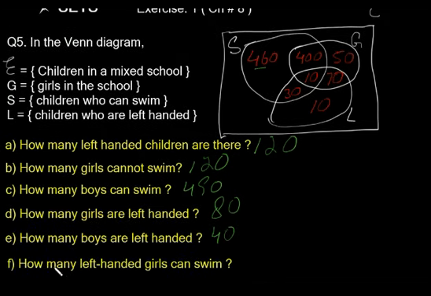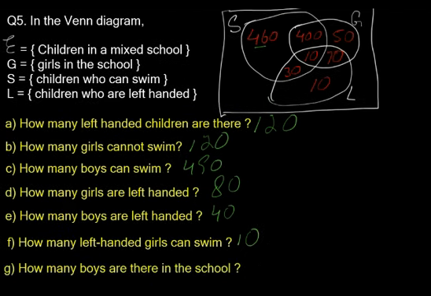In part F it says how many left-handed girls can swim. Now he's asking about all three circles: left-handed one circle, girls one circle, swim another circle. So he is looking for the intersection of all these three circles, and this is the 10. See, this 10 is in S, yes. This 10 is in G, yes. This 10 is in L, yes, it's in L as well. So this 10 is the intersection of all three: these 10 are girls, these 10 can swim, and these 10 are left-handed as well. So the answer is 10.